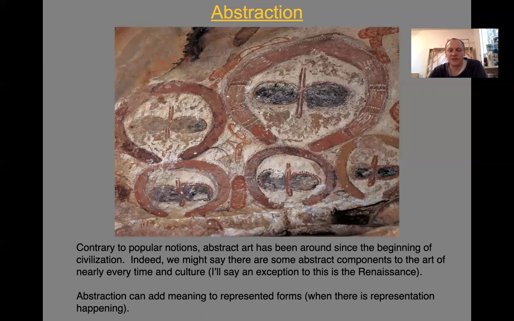And contrary to popular notions, abstract art has been with us since we've been humans. We could say that there's been some abstract components of the art of nearly every time in culture. And I'll say maybe an exception is the Renaissance. But here, a thousands-year-old cave painting, abstraction happening, emphasis on certain parts of the faces, changes in the sizes to the specific elements on faces. So we see all kinds of abstraction happening in ancient art. So it's adding meaning to what's being representative when there is representation happening.